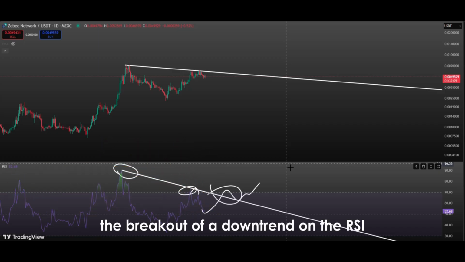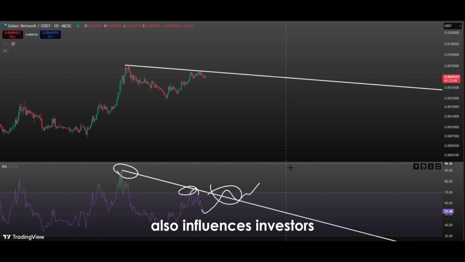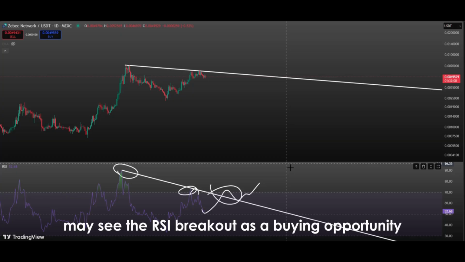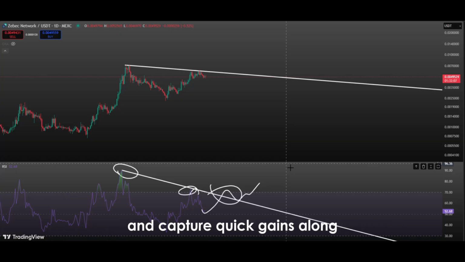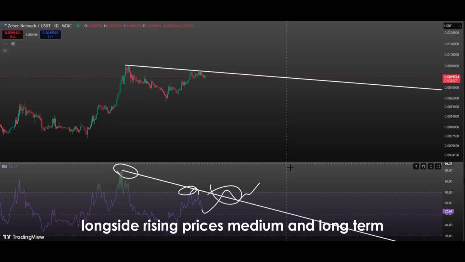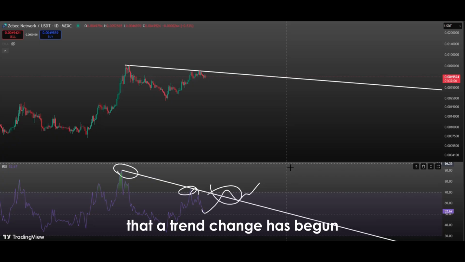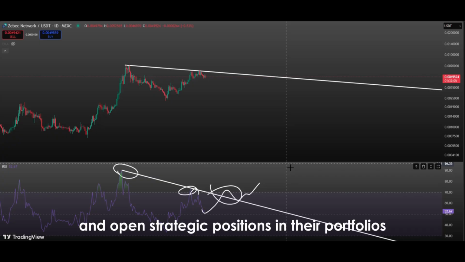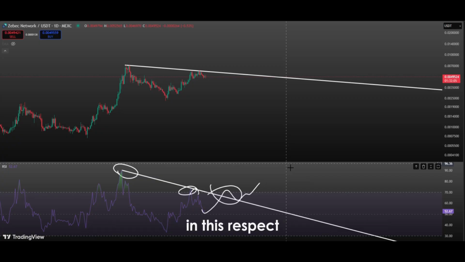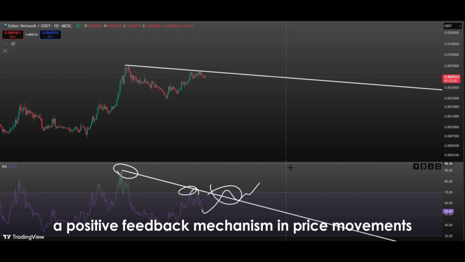The breakout of a downtrend on the RSI also influences investors' strategic decisions. Short-term traders may see the RSI breakout as a buying opportunity and capture quick gains alongside rising prices. Medium and long-term investors can use this breakout as a signal that a trend change has begun and open strategic positions in their portfolios. In this respect, the RSI breakout serves as a guide for both short-term opportunities and long-term investment strategies.